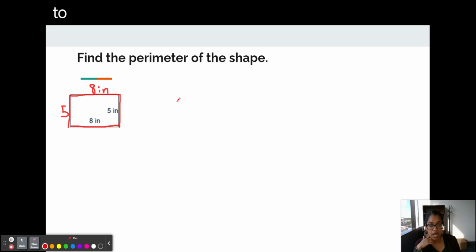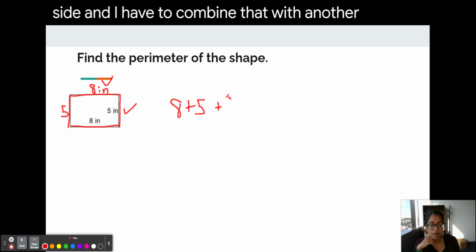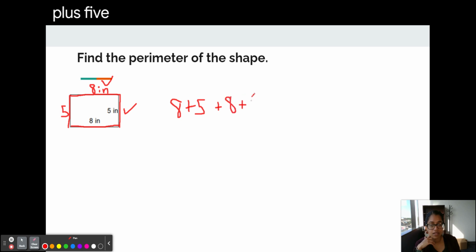So that means I have to combine 8 plus 5, because I have that side, and then I have to combine that with another 8 plus 5. So let's go ahead and combine those together and find out what the perimeter is.